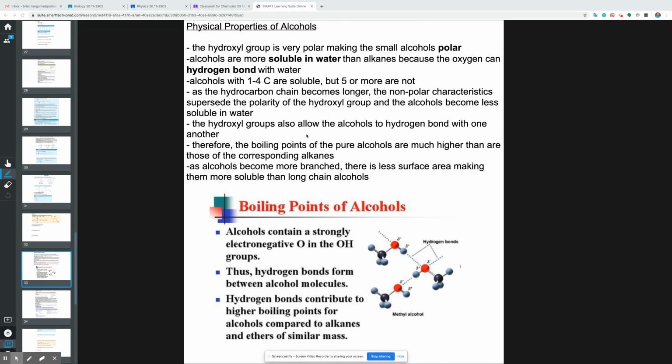The hydroxyl group also allows the alcohols to hydrogen bond with one another. Therefore, the boiling points of pure alcohols are much higher than those of the corresponding alkanes. So as alcohols become more branched, there is less surface area, making them more soluble than long chain alcohols. And just kind of a summary of what we just talked about.